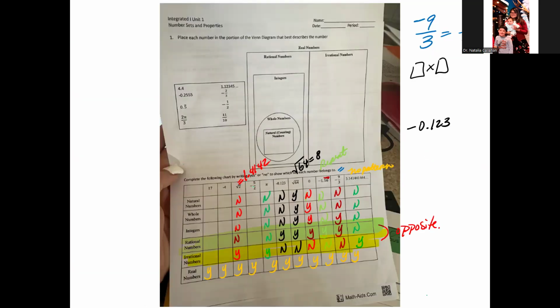Okay. Negative 5/2. What is that in decimals? Negative 2.5. Yeah. So it's a negative, so it doesn't have to be an integer, but it's not a whole number, so it has to be only a rational number. So no for everything else except yes for rational number.